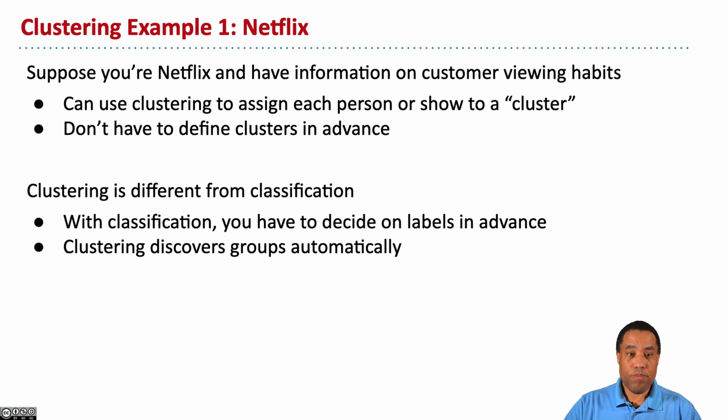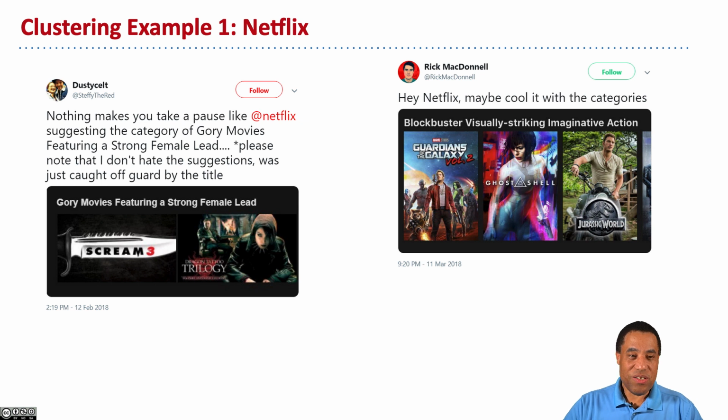Instead, the clustering is going to discover the groups of our movies automatically, or similarly, the groups of our users automatically. So let's look at an example. So here are two examples. On the left, we have a cluster that Netflix discovered that contains movies like Scream 3 and the Dragon Tattoo trilogy of movies. And they've labeled this gory movies featuring a strong female lead.